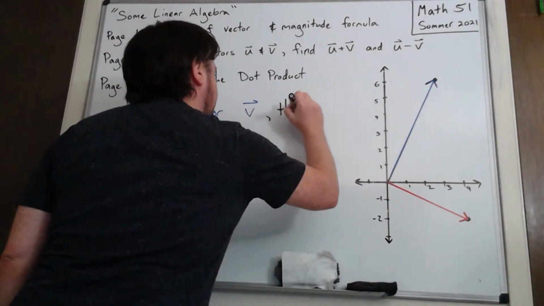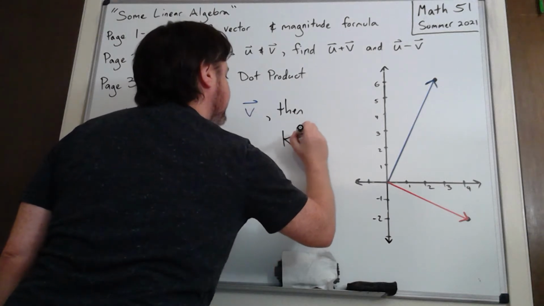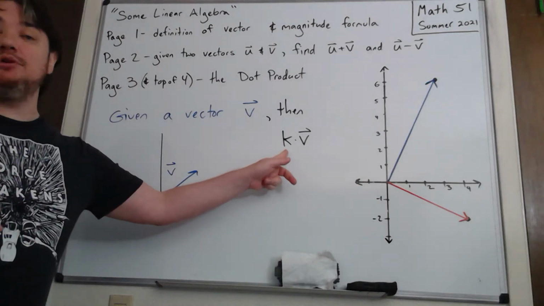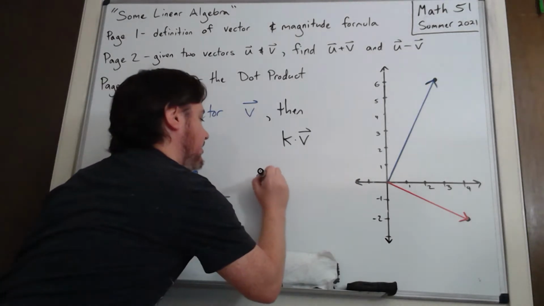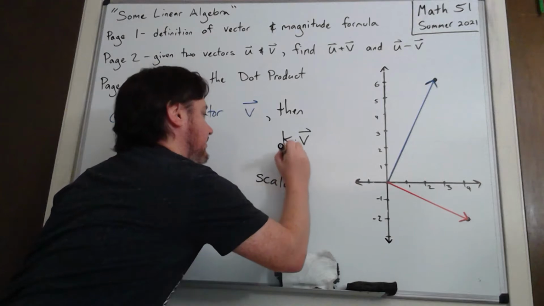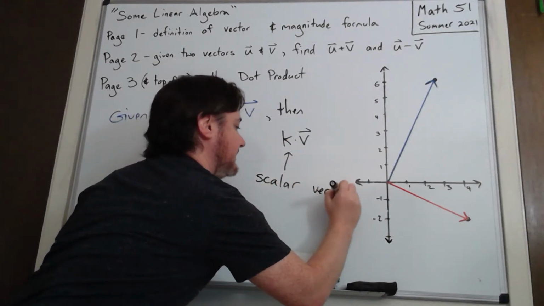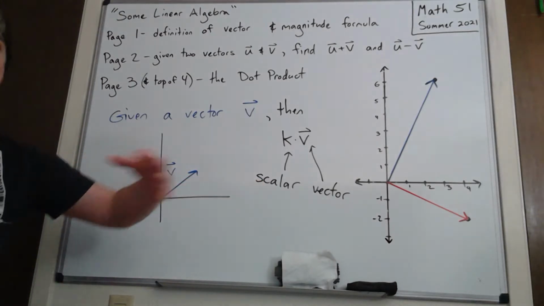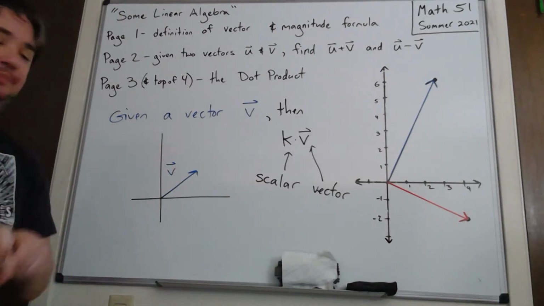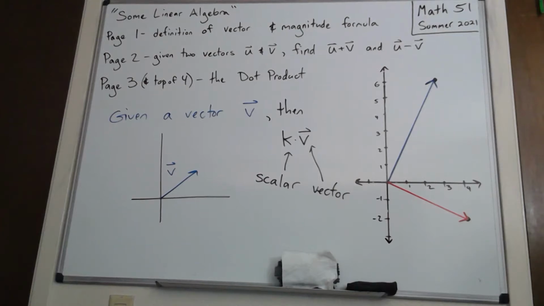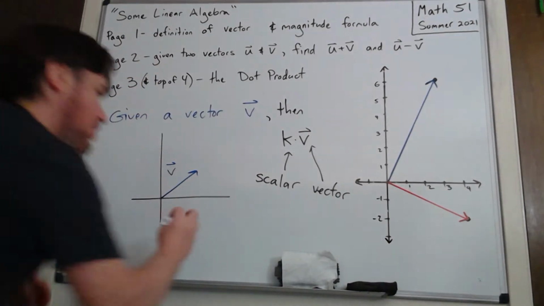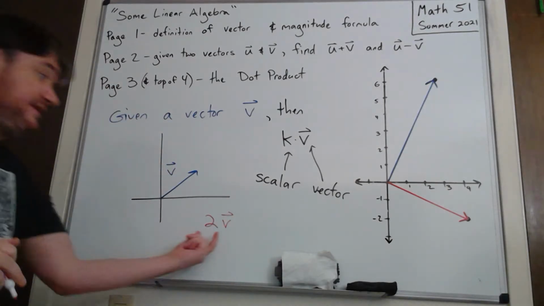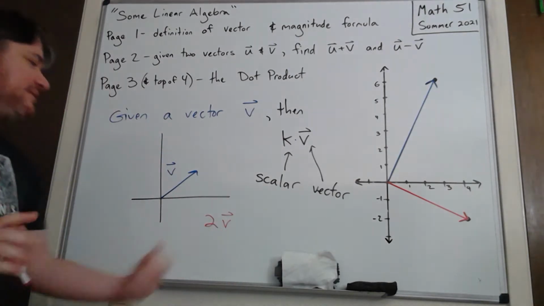Then, what if I've got this? K times V. Okay, so V is a vector. K is not. So K is what we would call a scalar. All right, scalar versus a vector. In this case, the reason why we call it scalar is it's scaling it up or down. So we could talk about a scalar multiple. So this is pretty intuitive. In other words, if this is V, what if I've got 2V? Silly. But what would 2V be?